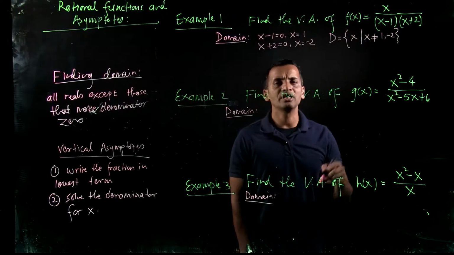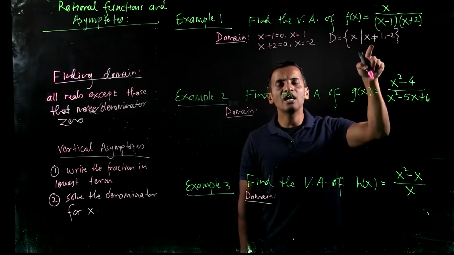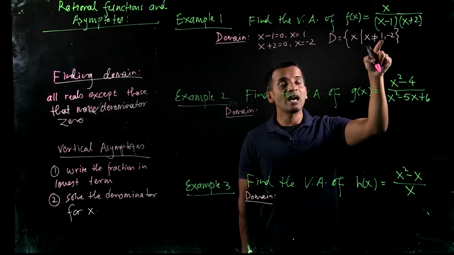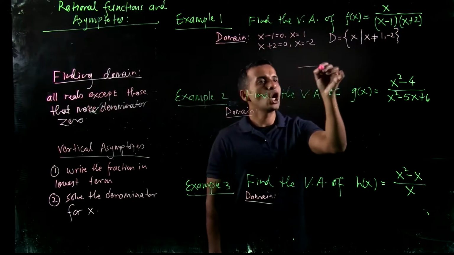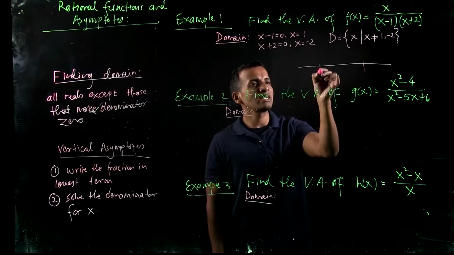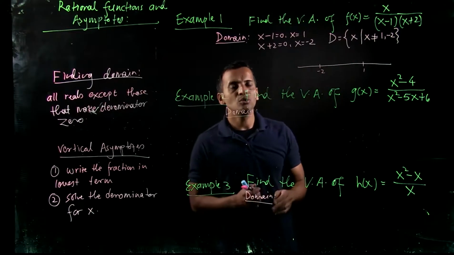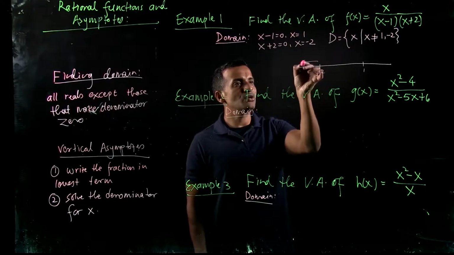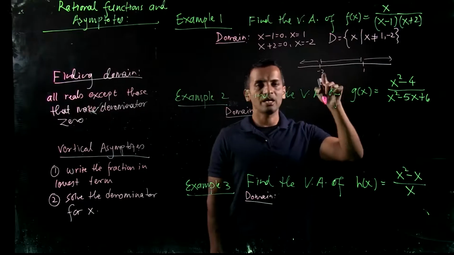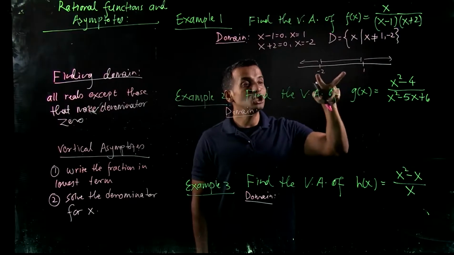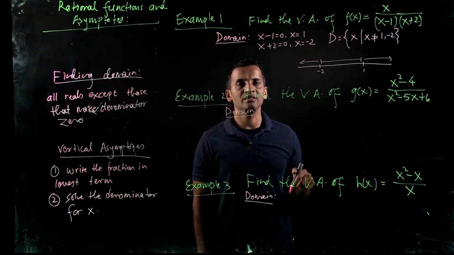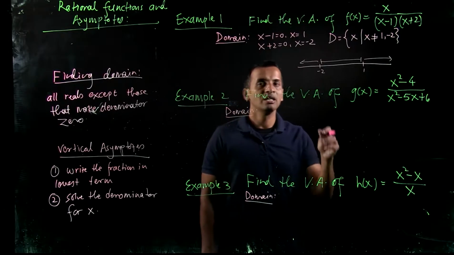But what is another way? What it says is all the values of x are good except 1 and negative 2. Everything left of negative 2 is okay, everything in the middle is okay, and everything to the right is okay. But these two numbers are not good. So do you know how to write this domain using parentheses and brackets?